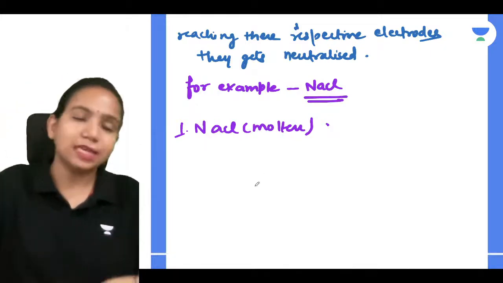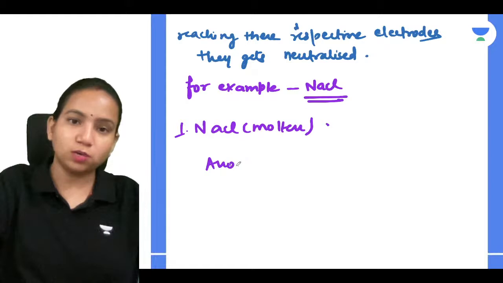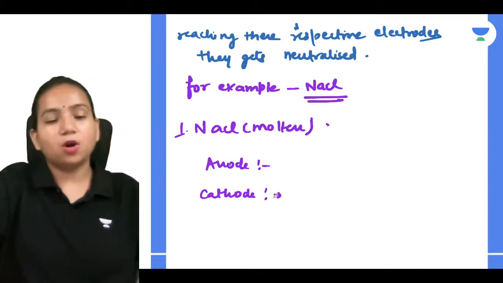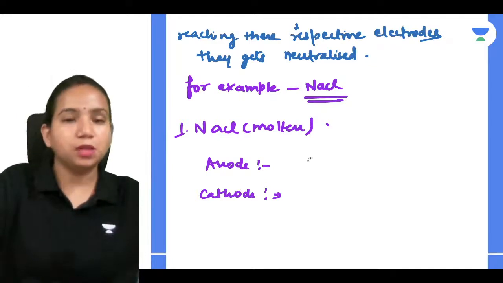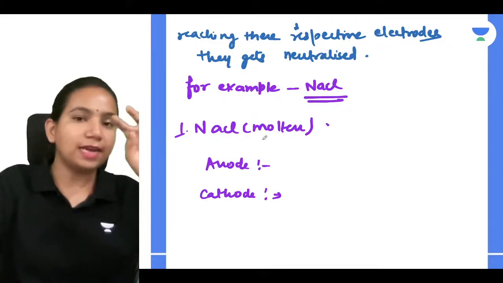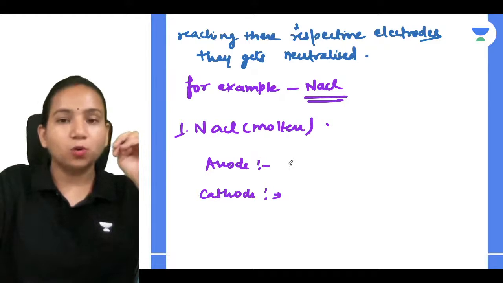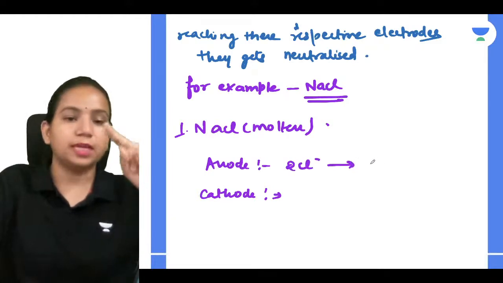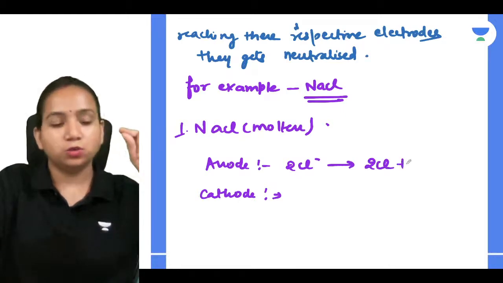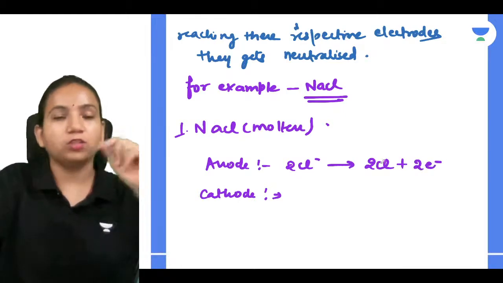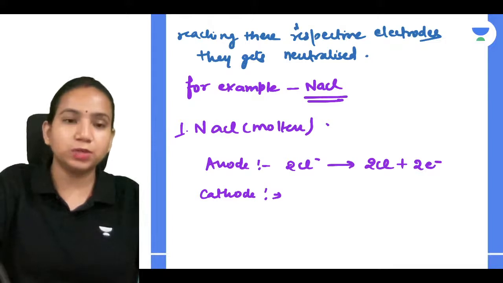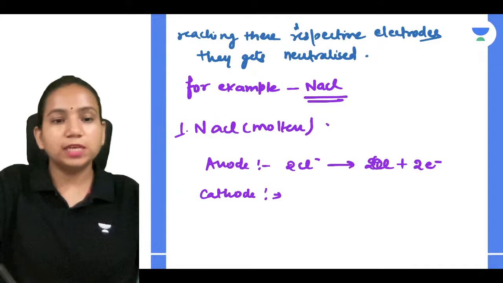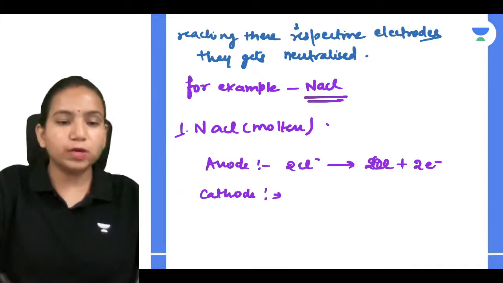Now, if you take that as electrolyte, what will you be getting at anode and what will you be getting at cathode, guys? Tell me. At anode, what you have to know is very simple: anions go to the anode. So your two chloride ions will be losing the electrons and will become 2Cl plus 2 electrons. Obviously 2Cl will combine together and form Cl2. Correct, guys?